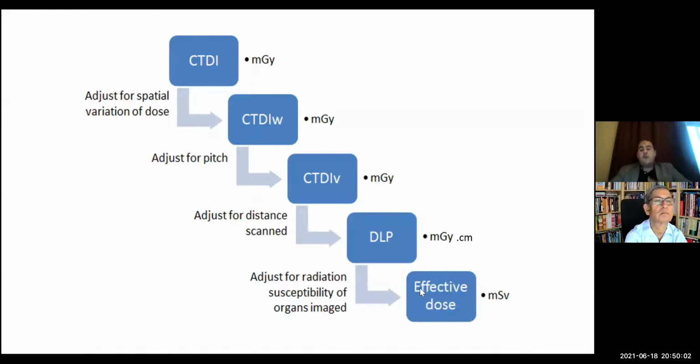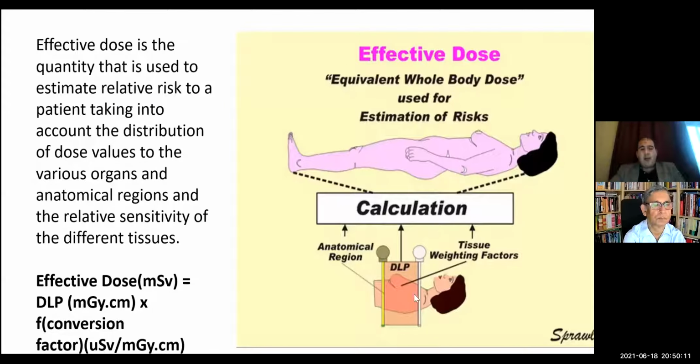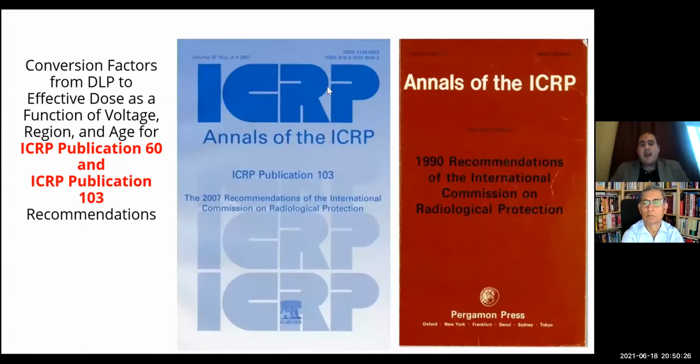The final term, which is important for all of us, is the effective dose. So now we have to convert from DLP to the effective dose. How can I get it? We have to multiply our DLP by a conversion factor. From where can I get this conversion factor? It is a conversion factor which expresses the sensitivity of different tissues. So we can use the ICRP 60 or ICRP 103 recommendations for the conversion factor to convert from DLP to effective dose, which is calculated according to the body region, the different voltage, and also the age of the patient.